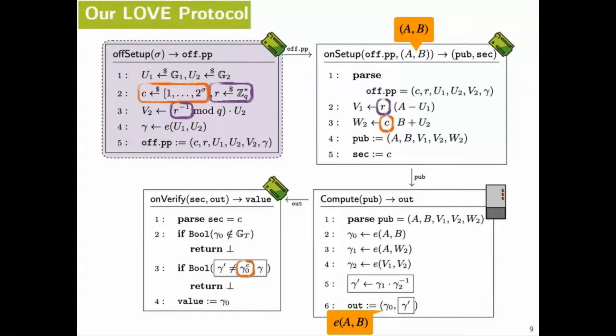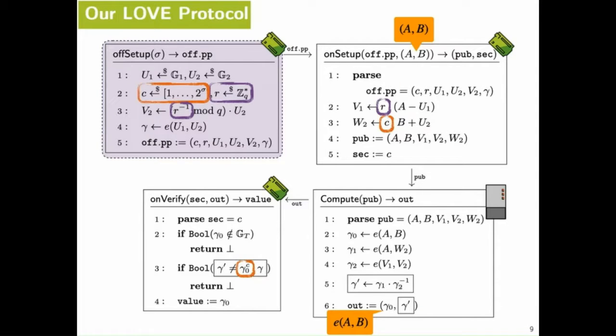So the core of the security proof is that the server doesn't know the challenge C, and even if it was able to combine things together in order to remove the contribution of R, it will still need to guess the correct C in order to produce 2 values, gamma 0 and gamma prime, that satisfy the probabilistic correctness check that is run on line 3 of the onVerify algorithm.